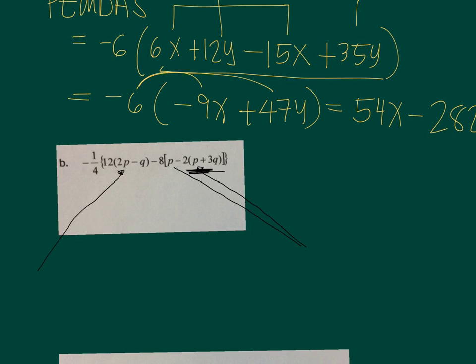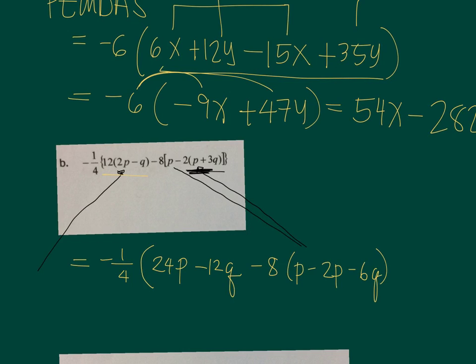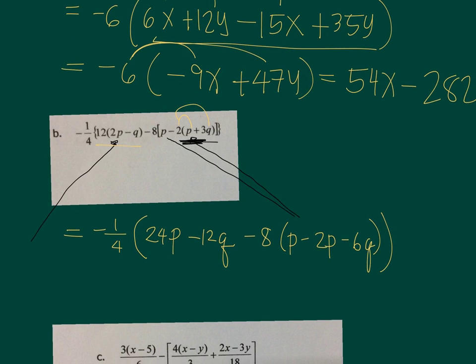Okay, so for the solution, we have negative 1/4 is still negative 1/4. Now this is 24p minus 12q. Minus 8 is still minus 8. But within the grouping sign, we have p minus 2p minus 6q. If we distribute negative 2 to p and 3q. And then after that, let's see what we can do. You could still distribute 8 on this.